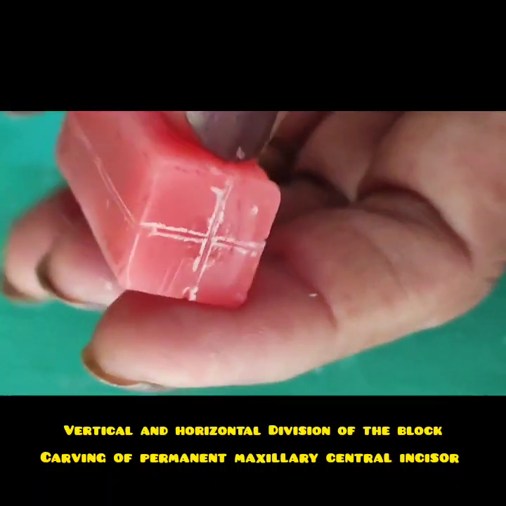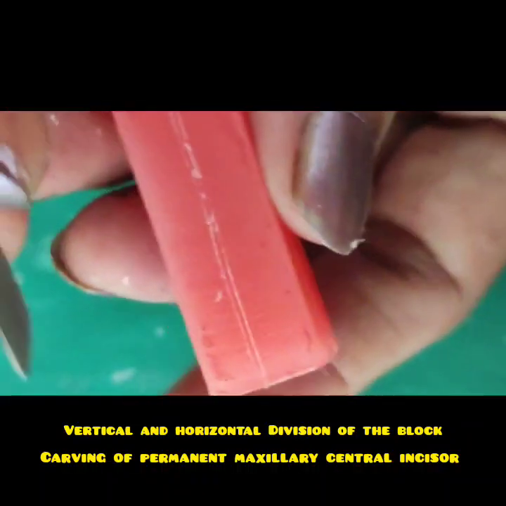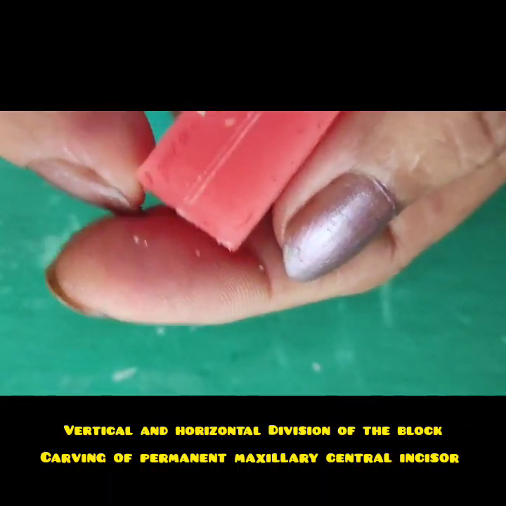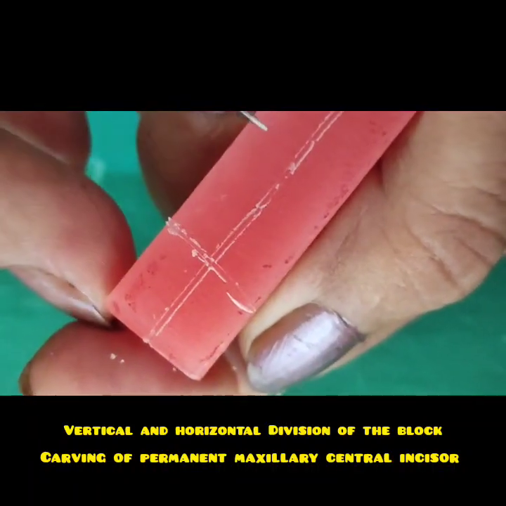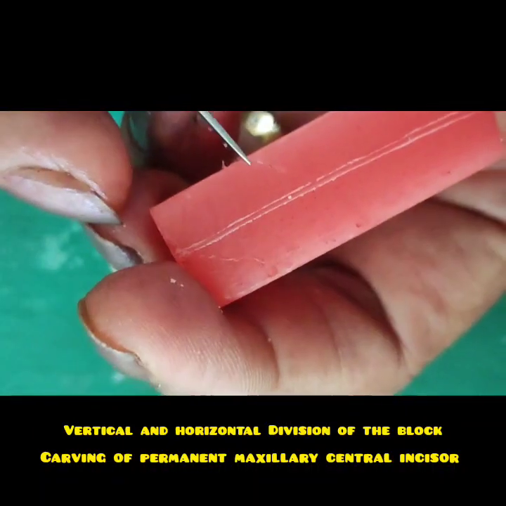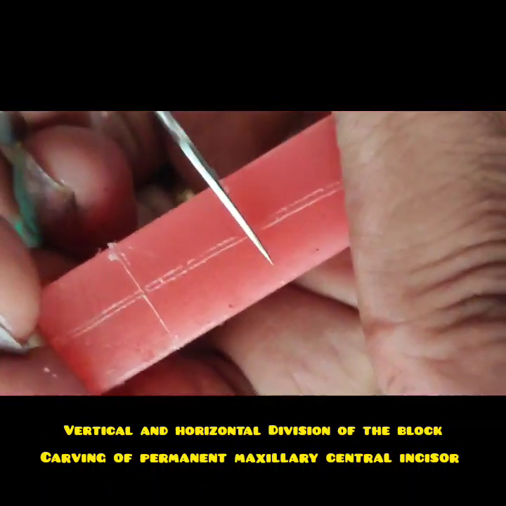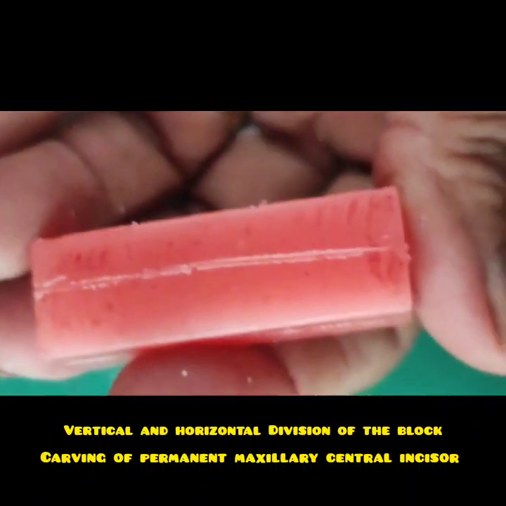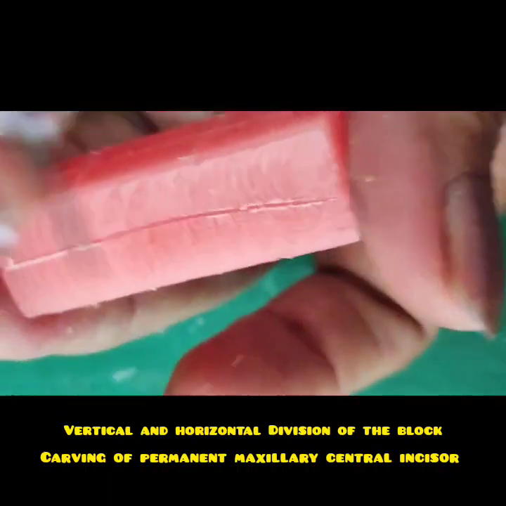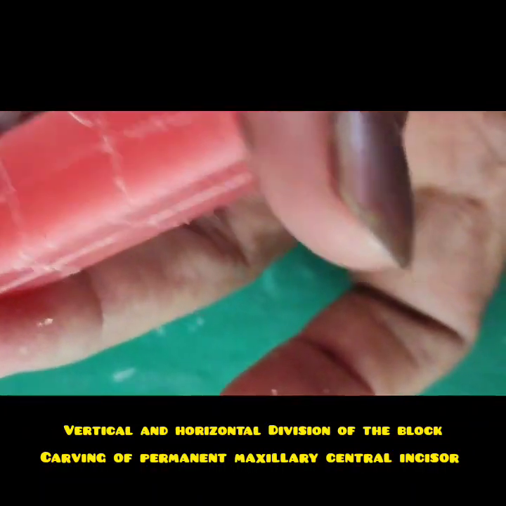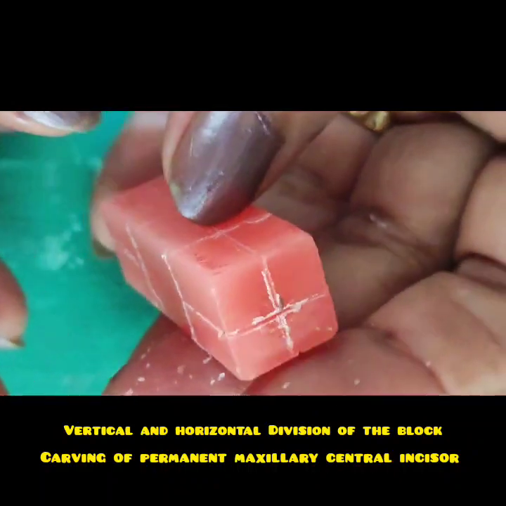After this division you will get a cross mark and plus sign on top, and divide the block vertically also roughly into 3 halves. One will remain for the crown, one will remain for the root, and the lower one will be for the base. So this is how we divide.